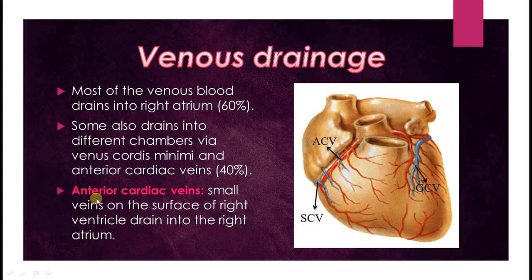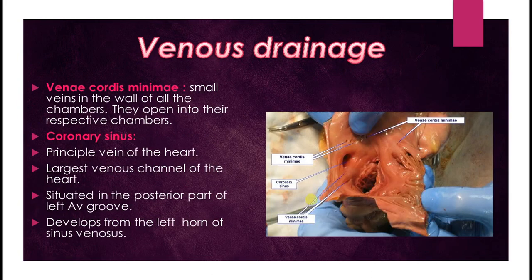Now, anterior cardiac veins are small veins seen on the right ventricle and mostly they drain the infundibulum and open into the right atrium. Venae cordis minimae open through small numerous openings and can be seen along all the four chambers of the heart, mostly along the interatrial septum, on the septal wall. So anterior cardiac vein and then the venae cordis minimae.